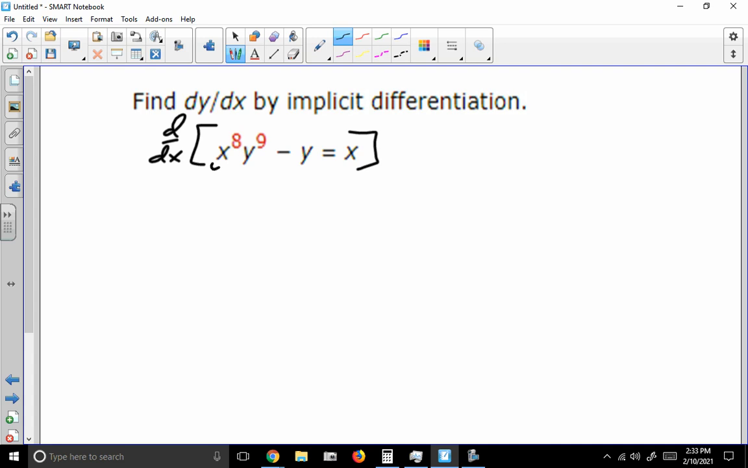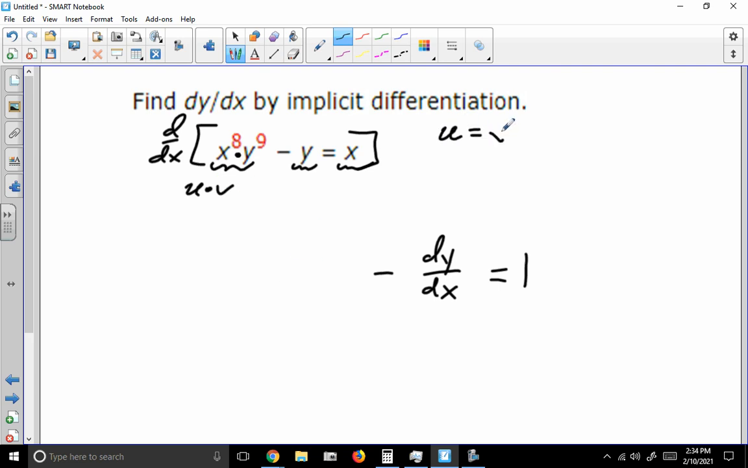So we're going to take the derivative of the first term minus the derivative of the next term equals the derivative of the right. So the derivative of x with respect to x, that's just 1. The derivative of y with respect to x, we said is dy dx, or 1 dy dx. Now we need to take the derivative of this. Notice we have a product of two variables. So if we have a product of two variables, we have to use the product rule.